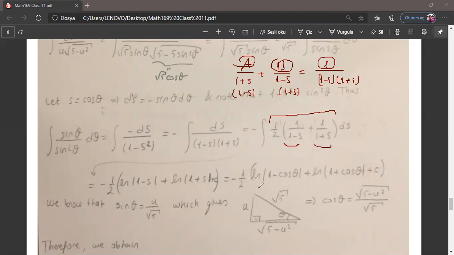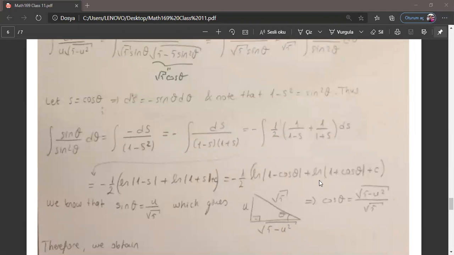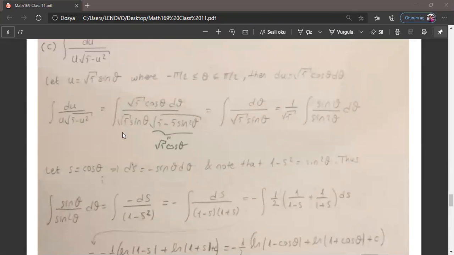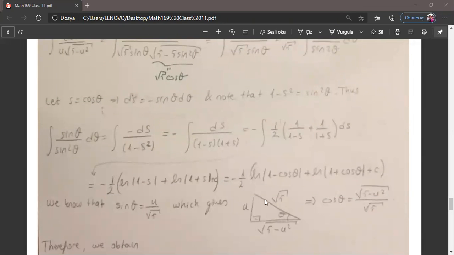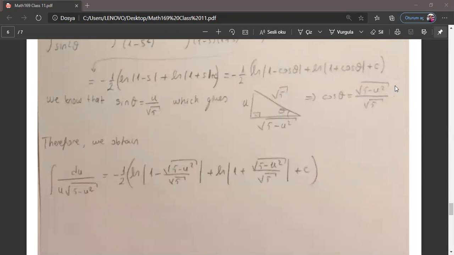Okay. Now let me remind you, here we had before the integral in terms of u, so we need to write something in terms of u there. Again, we will do the same tricks. So sine theta is equal to u over square root of 5. From the substitution, we get this. Again, using the triangle, we get cosine theta is equal to this, which is in terms of u. Then we're done. We write this one instead of cosine theta. So we get the answer.